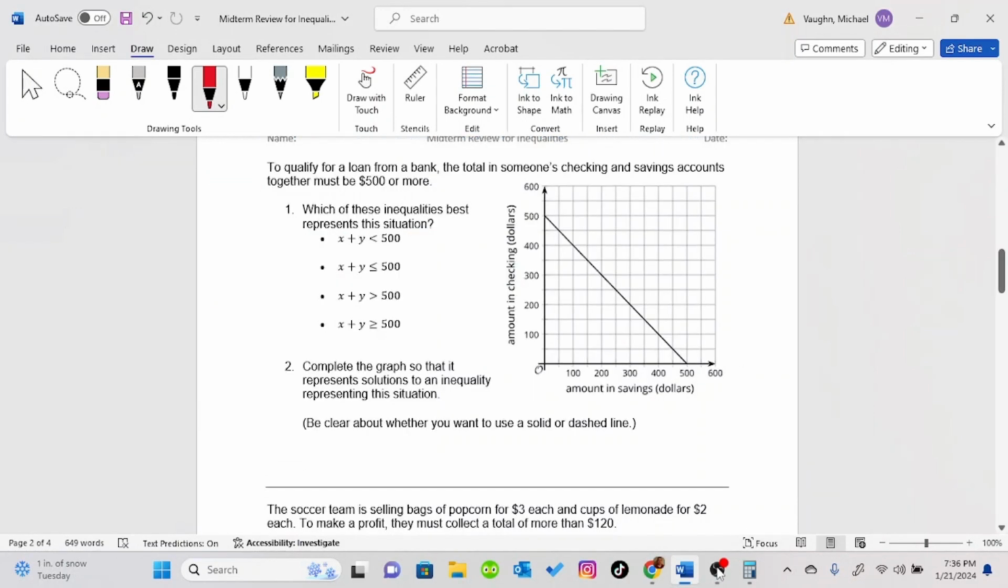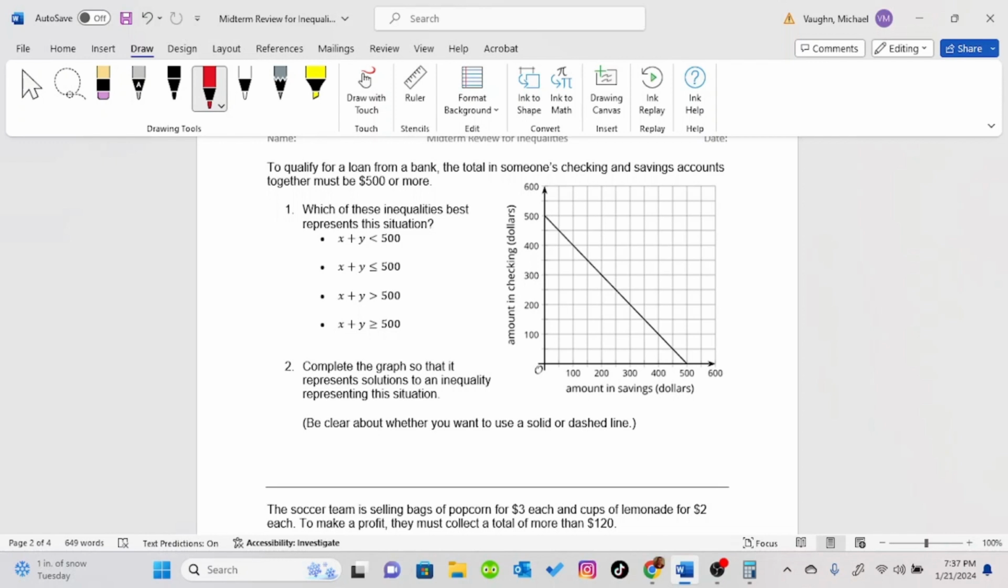To qualify for a loan from a bank, the total in someone's checking and savings account together must be $500 or more. Which of these inequalities best represents this situation? Well, the first one, x plus y is less than 500, represents having less than $500. That's not what we want. The second option says we have less than or equal to $500. That's not what we want.